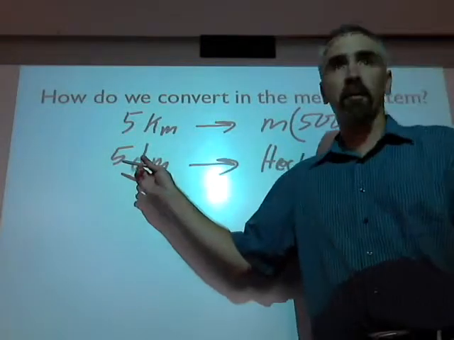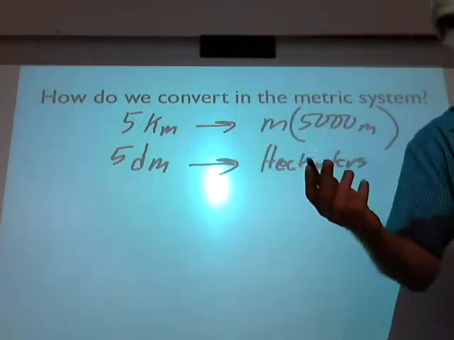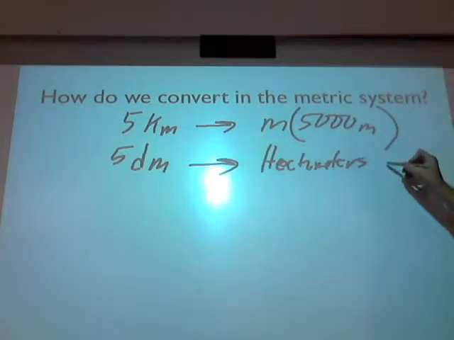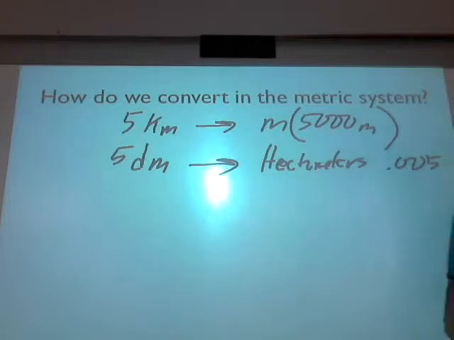No. The one good thing about the metric system is it's always a factor of 10. And so it turns out if you're going to go from decimeters to hectometers, it would be 0.005. Okay, that's what you would get.